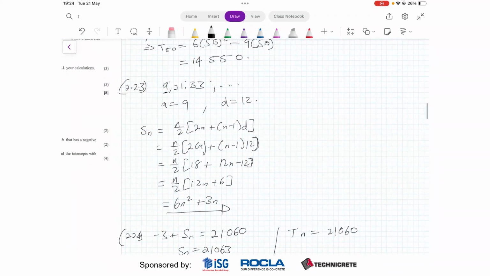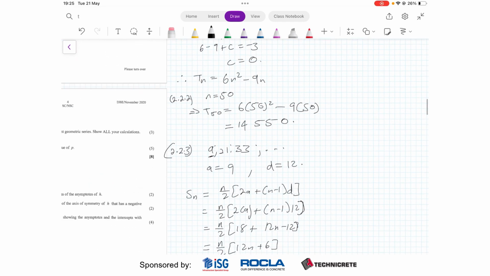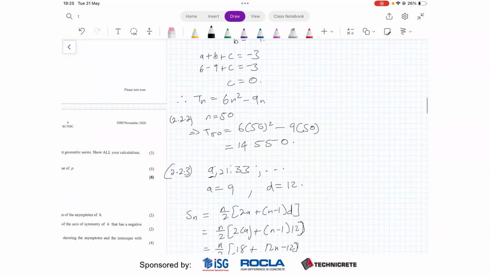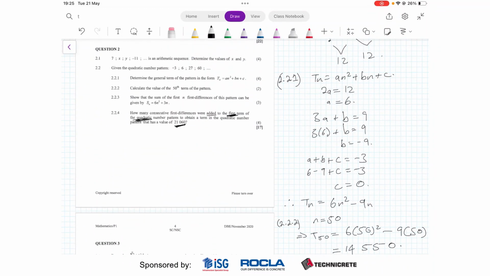Because remember, the question asks us how many consecutive first differences were added to the first term of the quadratic number pattern to obtain a term in the quadratic number pattern that has a value of 21,060. So this is essentially a trick question. This is just trying to ask you which term in the sequence has a value of 21,060, right? And also remember that they're looking for how many consecutive first differences were added to the first term, right?